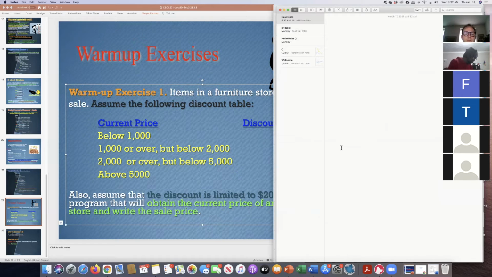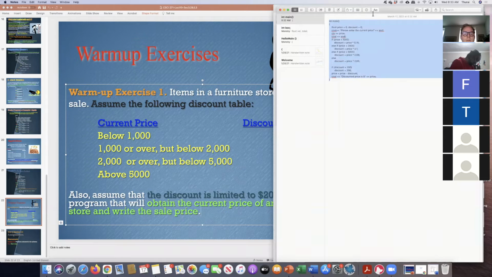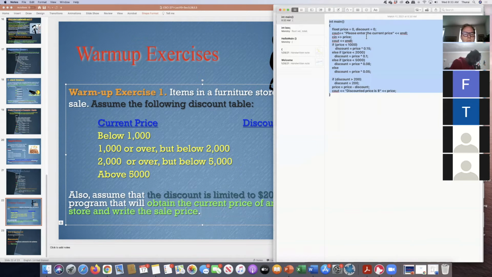Okay, so all right, I'm just going to go ahead and explain. I copied one of your solutions. I'm going to paste it here, and then I'll explain why this is correct. Okay, so you see, asking for the price and then reading the price into the variable price. And then if price is less than 1,000, discount equal to price times 0.15. So discount is calculated as 15% of the price.